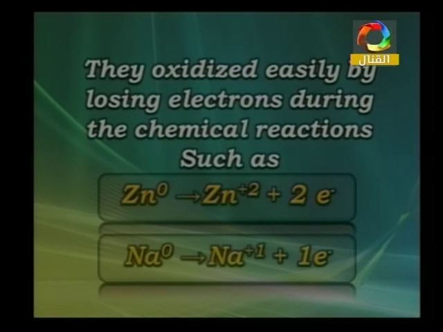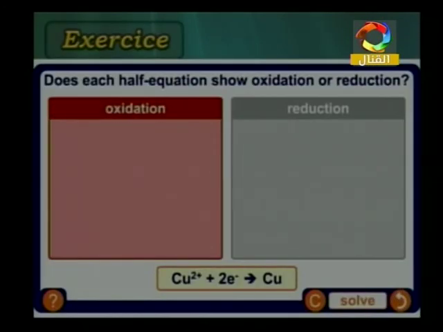Zn changes into Zn positive 2 plus 2 electrons, as it loses electrons. How many electrons? Losing 2 electrons. And here we have Na0, as an atom, changing into Na positive 1 plus 1 electron, lost by this atom. Now we have an exercise.